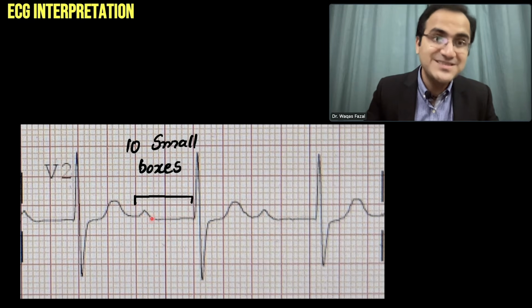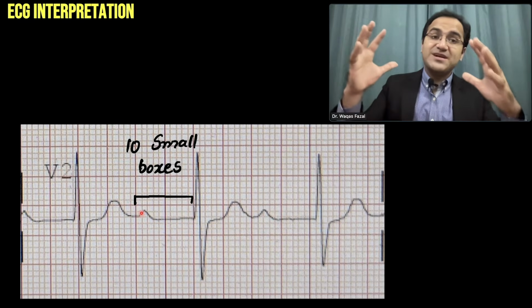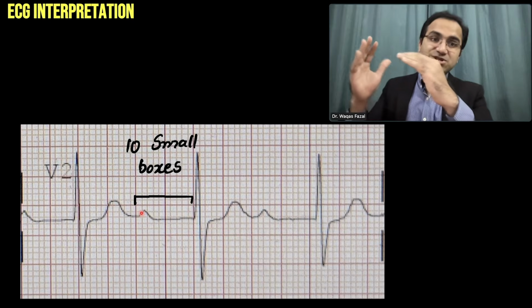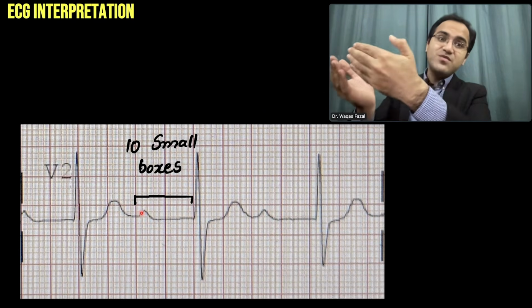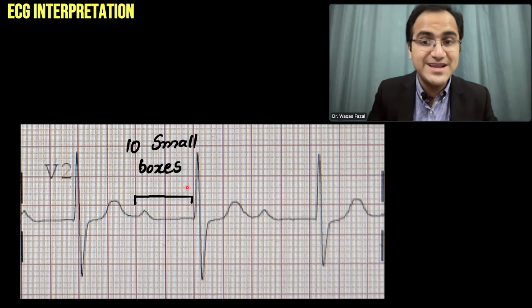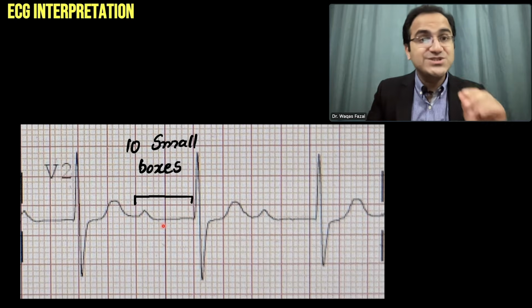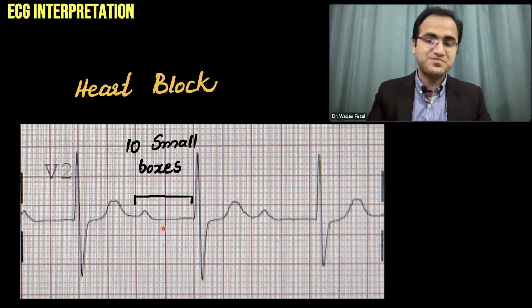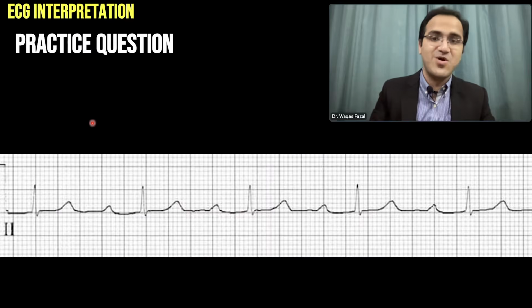So what it means is that from the time of atrial depolarization, it is taking a very long time for the signal to travel from atria to the ventricles. Therefore, you see a delay in the QRS complex. Therefore, this ECG shows heart block. This is an ECG of heart block.